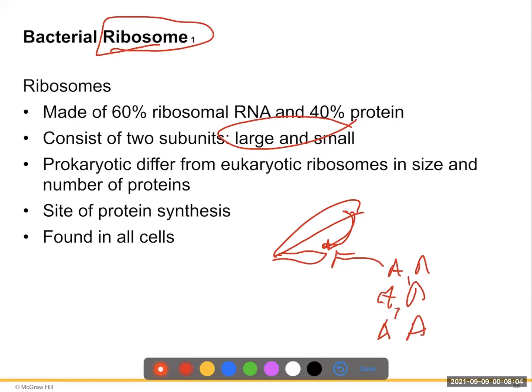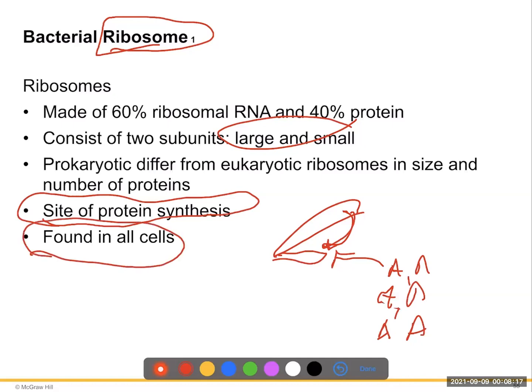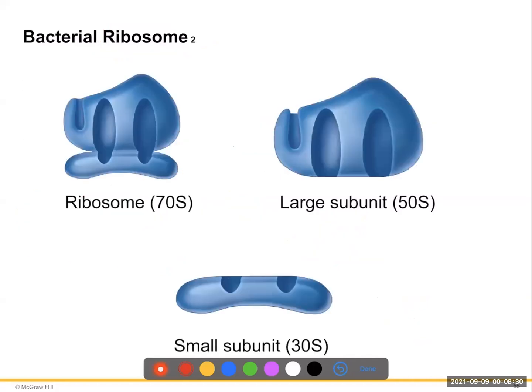Prokaryotic ribosomes are different from eukaryotic ribosomes in size and number of proteins. It is the site of protein synthesis, just like it is in all animal cells, well, eukaryotes. It is found in all cells. All cells have to make proteins. They have to make their cell walls, to make enzymes, everything that they need for their organisms to function, whether it's multicellular or unicellular.